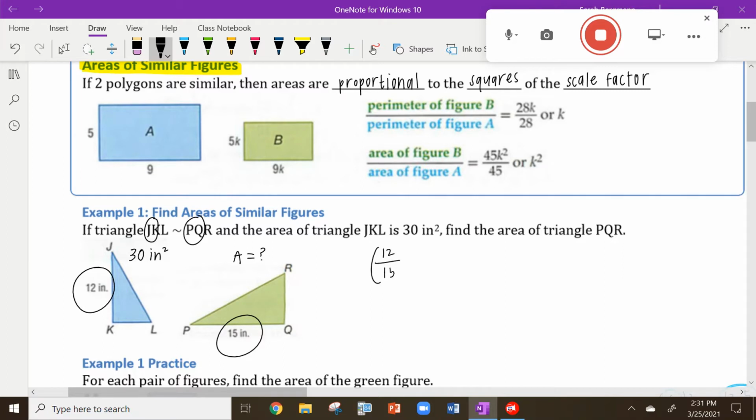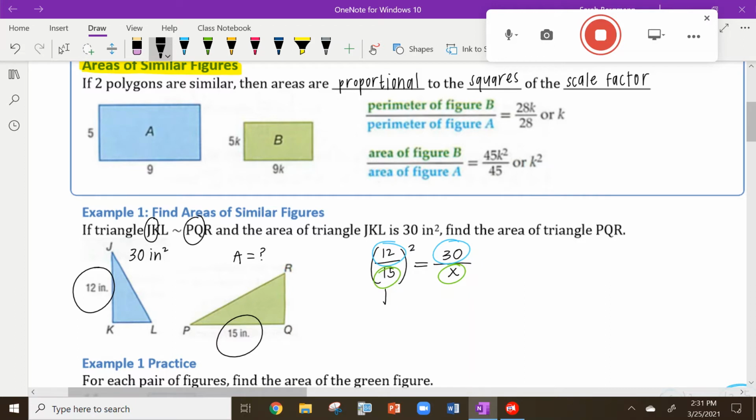so I can put 12 over 15. Now since I did the blue shape in the numerator and the green shape in the denominator, I have to keep it consistent when I'm putting the areas in. So for the areas, I need the blue area in the numerator and the green area in the denominator. I don't know the area of the green shape, that's what I'm trying to find, so I'll just put in X.